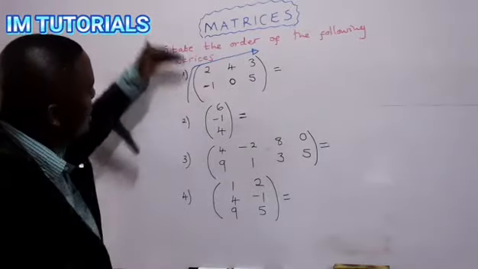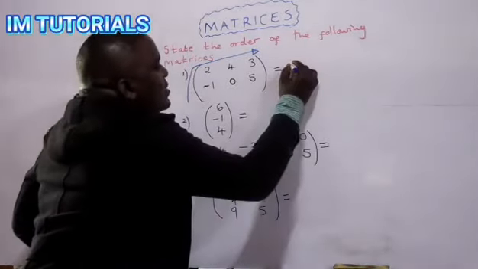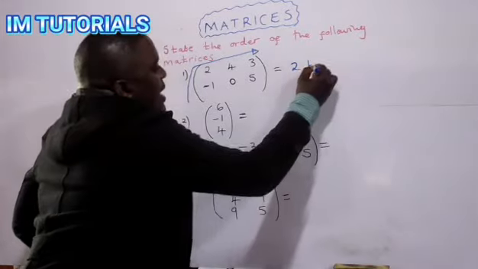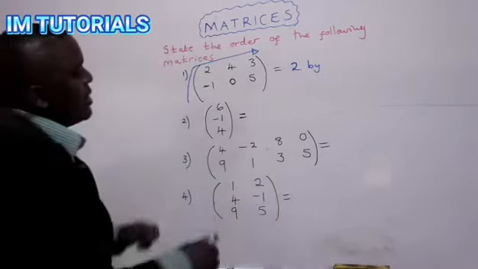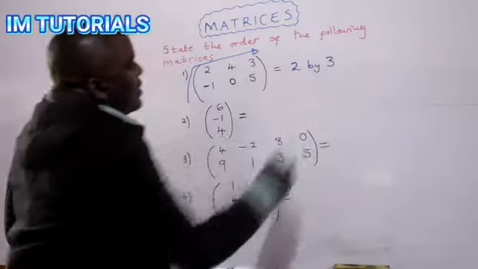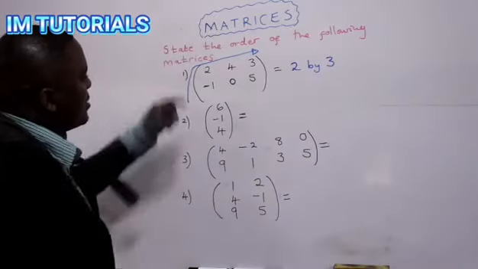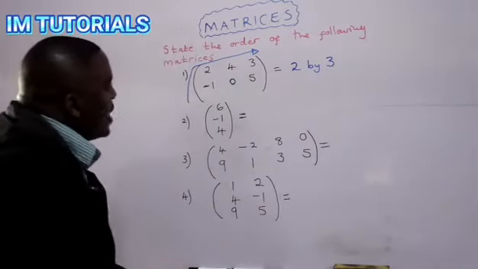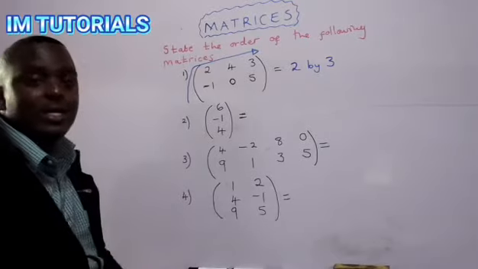So what am I trying to say here? We have two numbers upwards, so I'm going to write 2, then I put by. Then we have 3 numbers on our right side. So this matrix is referred to as a 2 by 3 matrix. I hope you are listening.